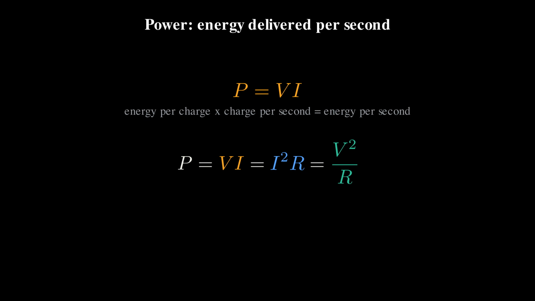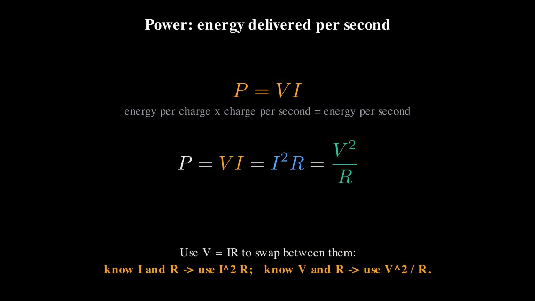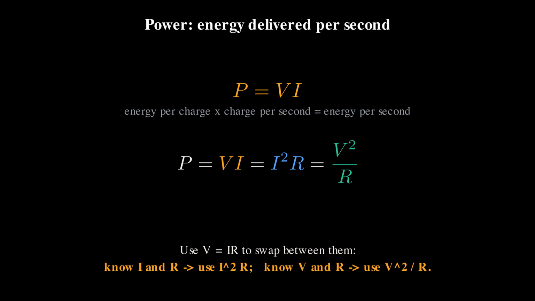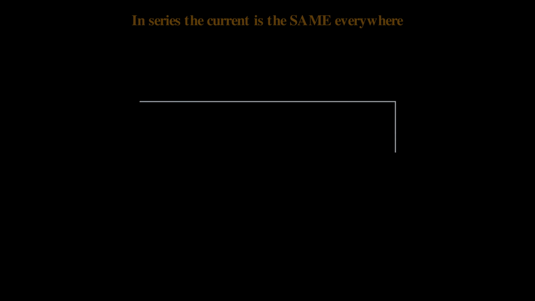If a question hands you the current and the resistance, reach for I²R. If it hands you the voltage and the resistance, reach for V squared over R. Pick the form that matches what you already know. Now let's build a circuit and watch the current behave.